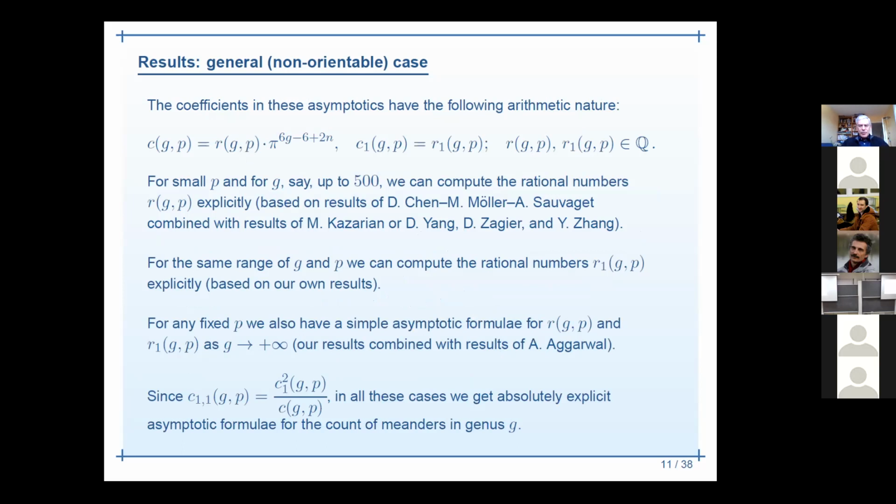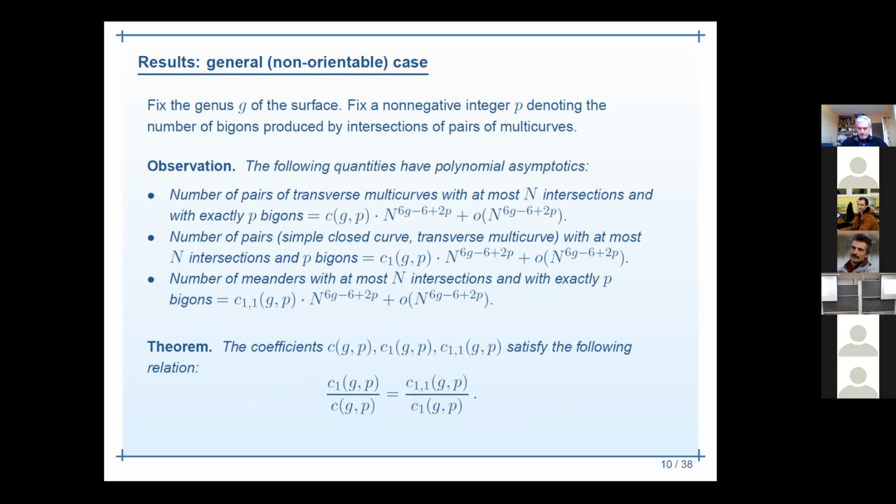Now, to finish the statement of results, several facts about the arithmetic properties of these constants. So the constant C, which depends on the genus and on the number of... Sorry, may you return to the previous slide? Yeah. Do we know that, for example, in the first row, the number of pairs of transverse multicurves with at most n intersections is a polynomial in n? I'm almost sure it is not.